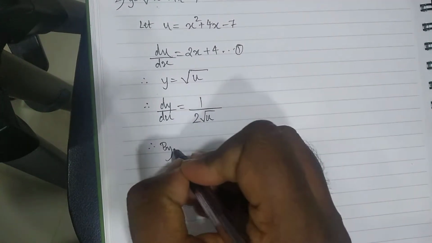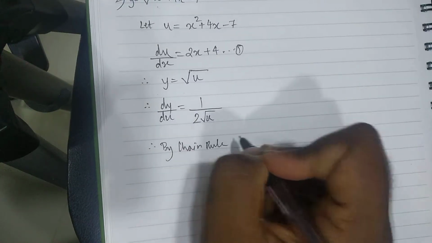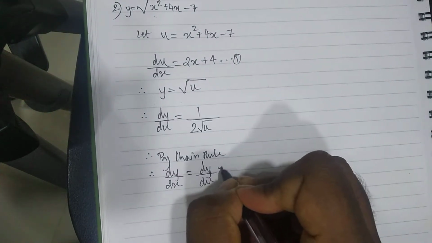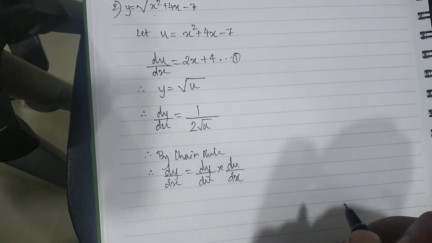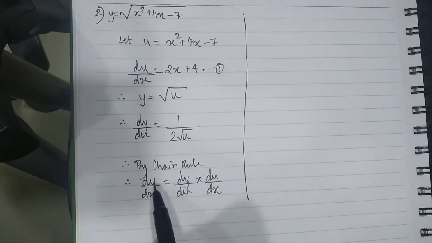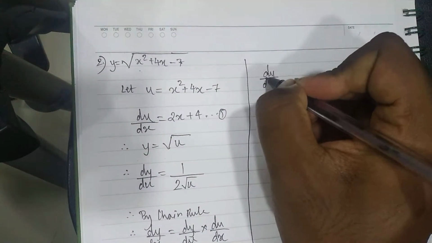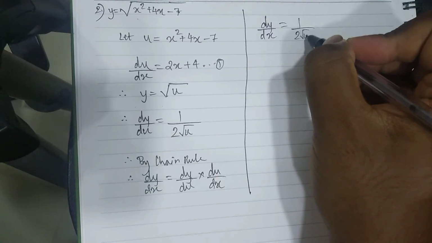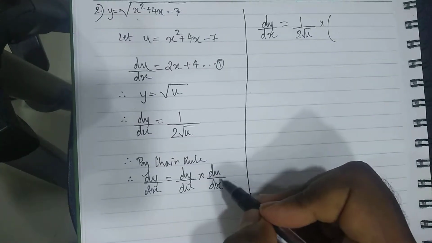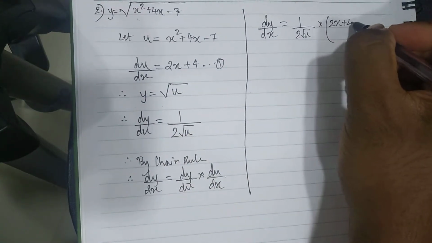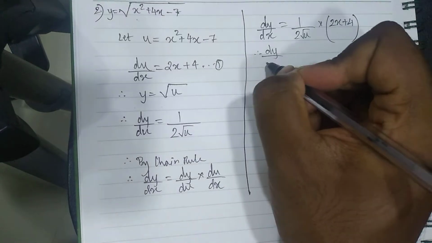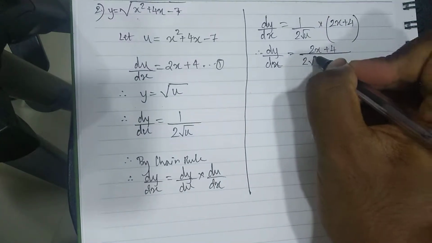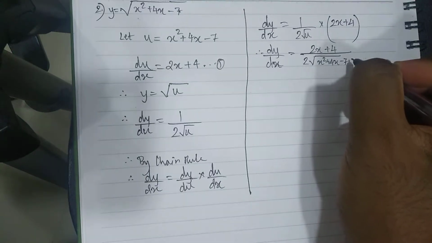Now therefore by chain rule, we'll apply chain rule here. dy by dx is going to be dy by du times du by dx. I'll just continue on the other side. What is dy by du? It is 1 upon 2 root u. So dy by dx is equal to 1 upon 2 root u times, now what is du by dx? du by dx is 2x plus 4. You bring the entire problem together, you resubstitute for u, and you will get 2x plus 4 upon 2 root x square plus 4x minus 7.